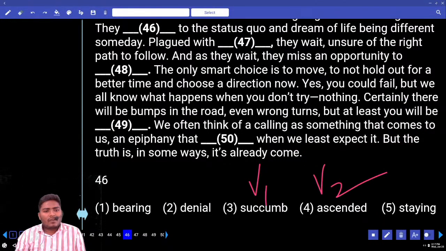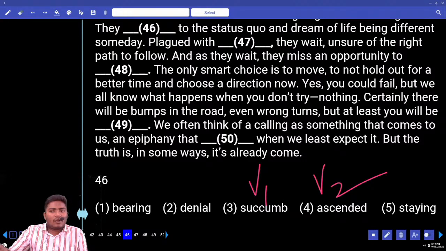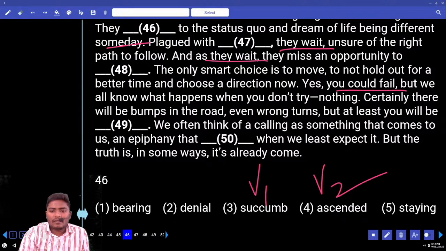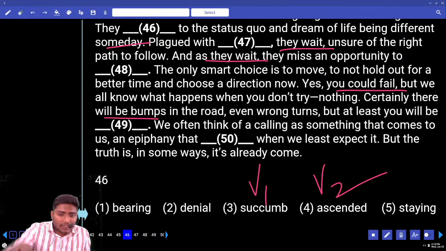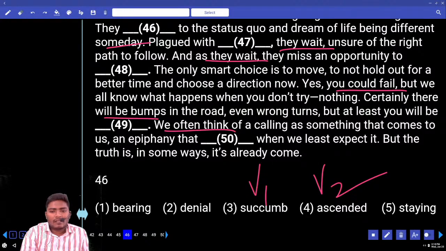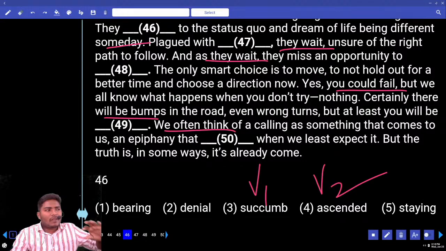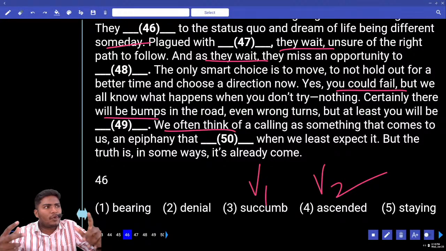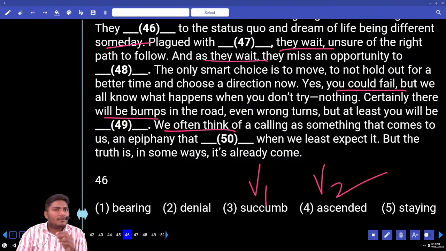Now, tell me whether we are referring to anything that is in the past or anything in the present, once we go for the remaining sentences that we have. See, "they wait someday, as they wait". Okay, next one. Yes, you could fail. Next one. Generally, there will be bumps in the future. We often think. Now, what does it mean? Which context are we referring to? Are we referring to any incident that has happened in the past? Or are we referring to the nature of the people who refer to different circumstances?